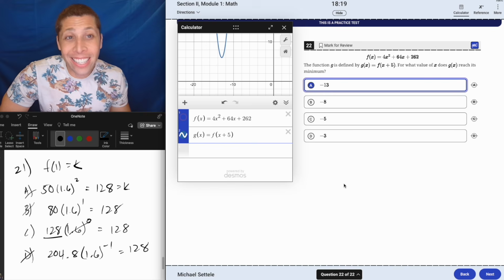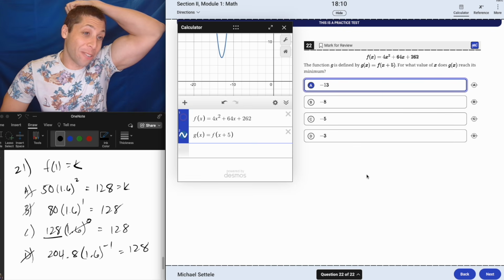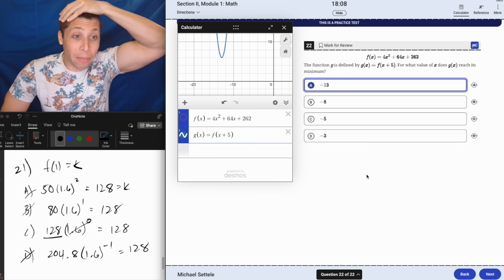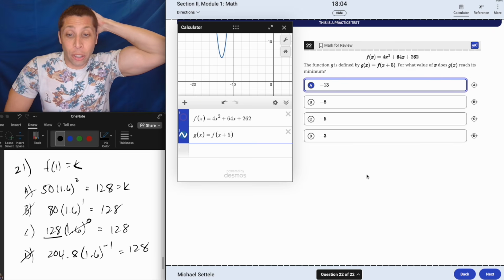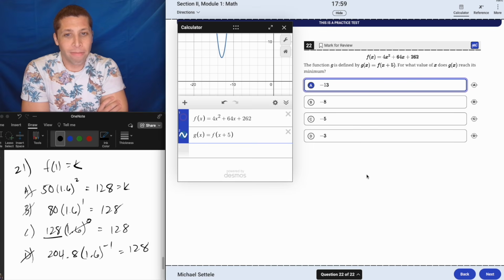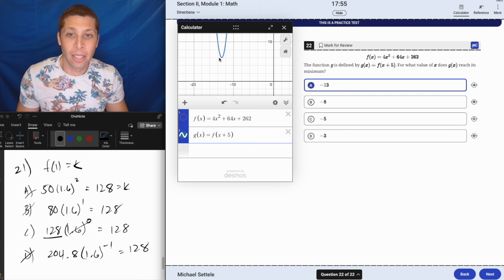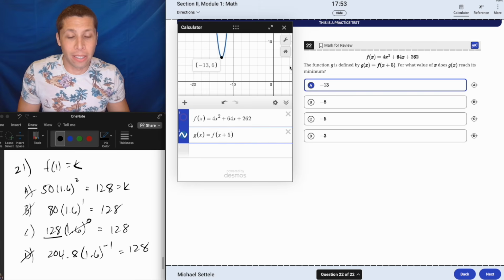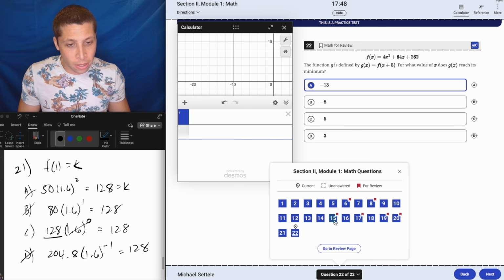Okay, I've got 18 minutes. This is a long time. I'm probably going to cut this short, but let me just think about this one a second more and see, is there anything else I would do here? Did I type it right? 4x squared plus 64x plus 262. f(x) plus 5 looks good. Yeah, for what value of x does it reach its minimum? The minimum is the vertex. So there you go, negative 13. There's no other way to do it, really. So that's done. Let's go back to 6.